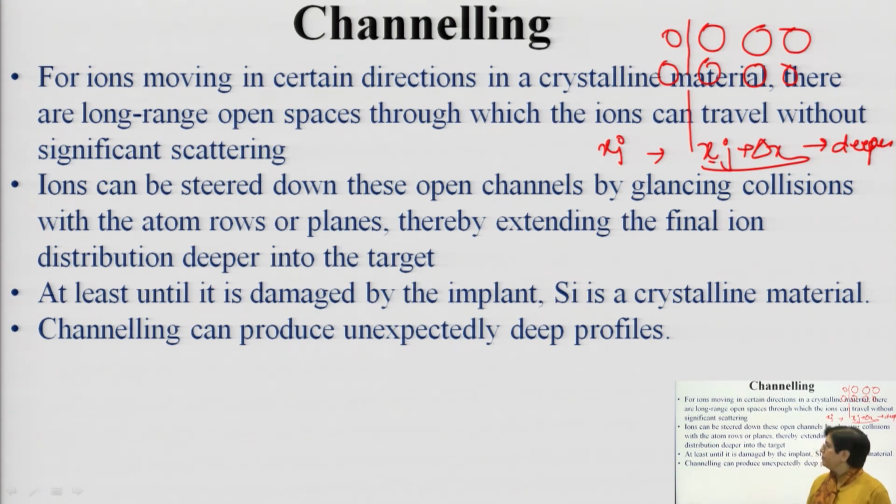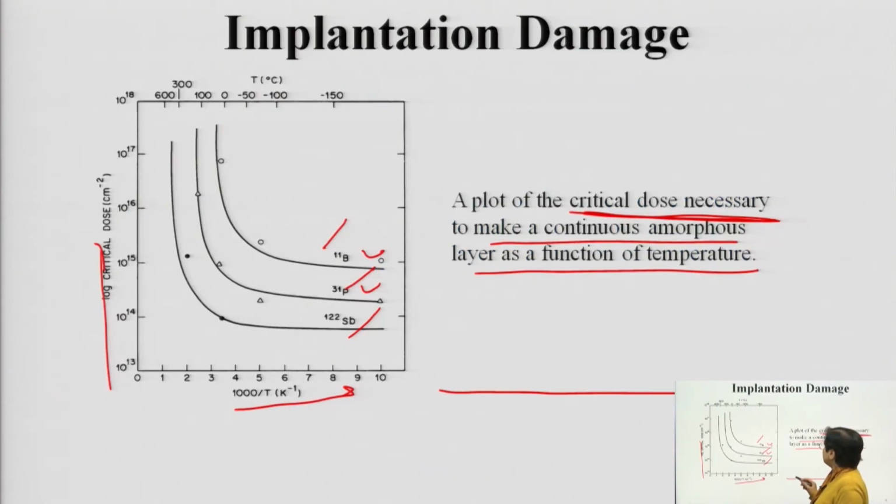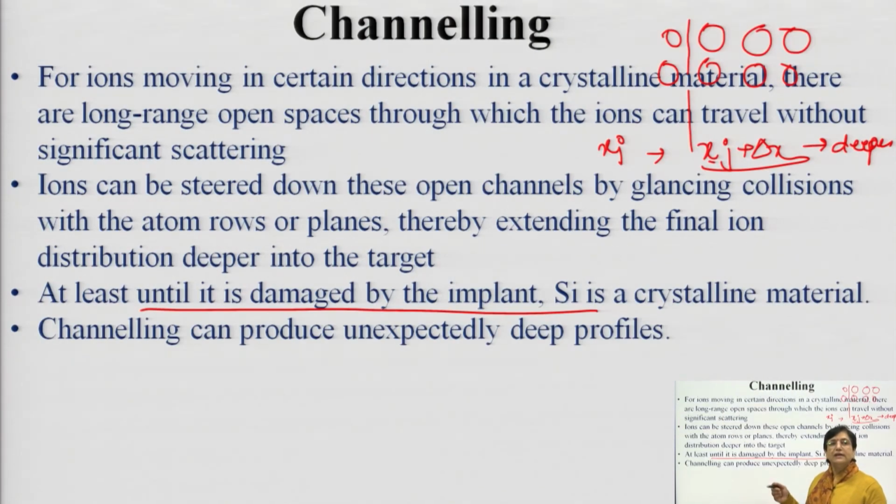So, please remember, at least until it is damaged by the implant. We have seen in the previous case, this is the critical point, meaning the point at which it converts the crystalline material into amorphous. You do not want that to happen. So, unless and until it is damaged, silicon is a crystalline material. Once you start inserting dosage and damaging the crystal structure, then it will get converted into amorphous. Till then it is a crystalline material.